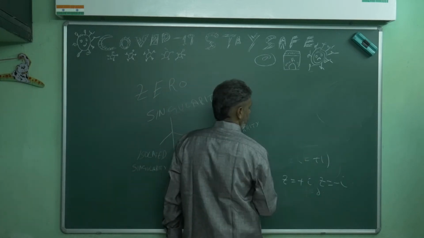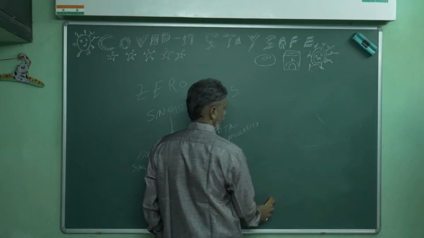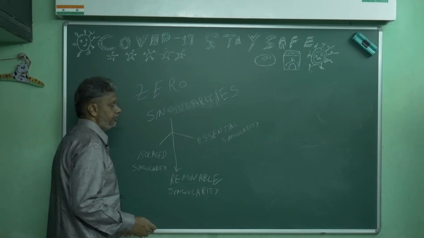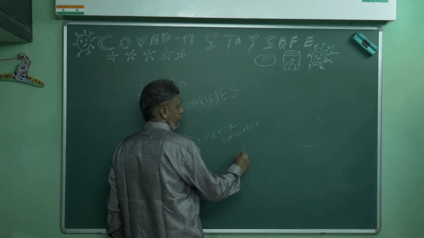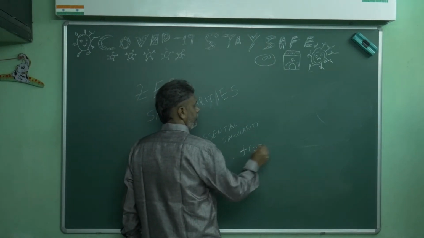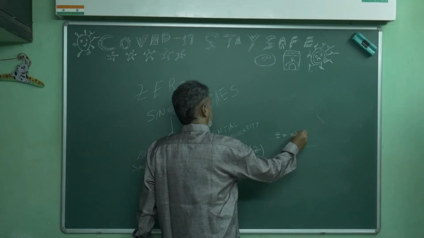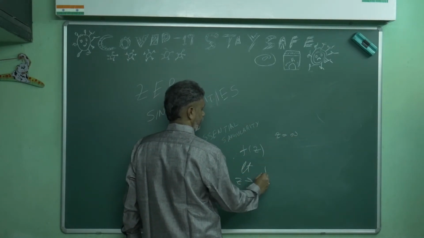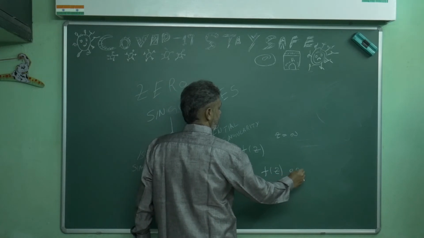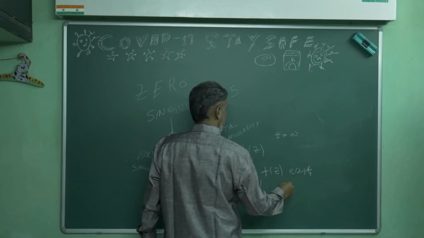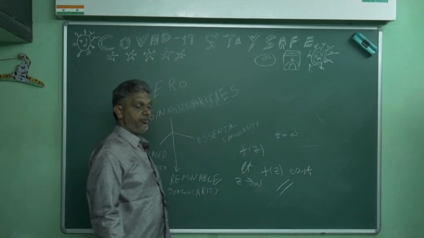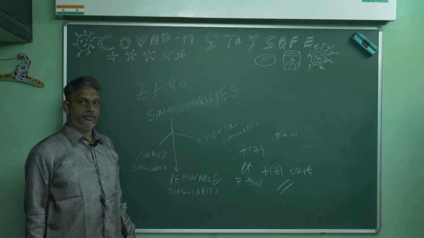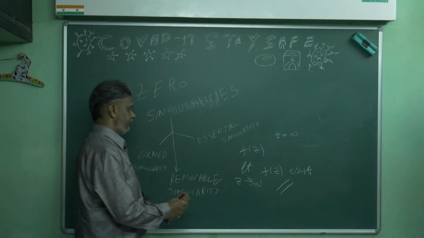Then removable singularity. What is the meaning of removable singularity? It is a singular point, no doubt. Suppose f of z has a singular point at z equal to a. If I am able to show that the limit as z tends to a of f of z exists, then this is called a removable singularity. Getting it or not?